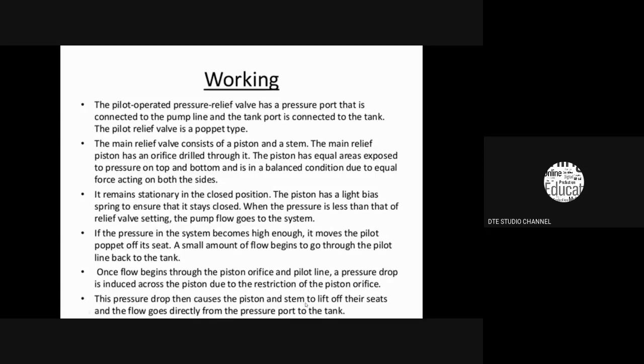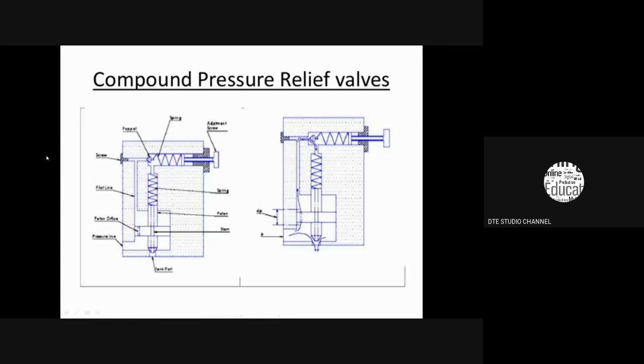Initially, whenever pressure is low, the tank port is closed by the piston and stem arrangement. But because of the unbalancing, the tank port is automatically opened by means of the piston and stem, and the flow goes directly from the pressure port to the tank. Some quantity of fluid from the pressure port goes directly through the tank port and returns back to the reservoir.